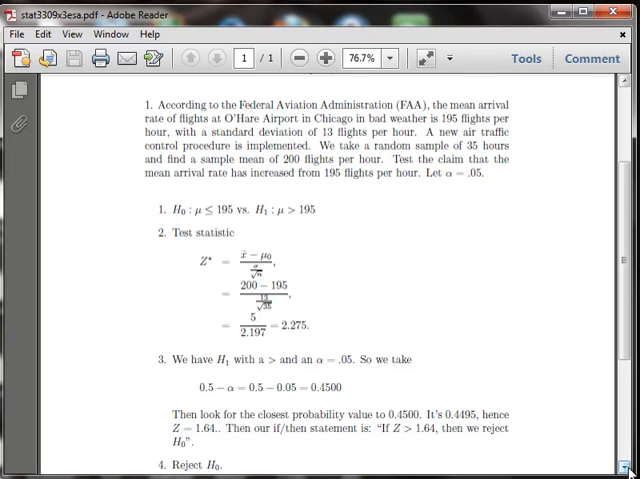So then our if-then is going to be: if z star is greater than 1.64, then we reject H0. And since 2.275 is greater than 1.64, we reject H0.